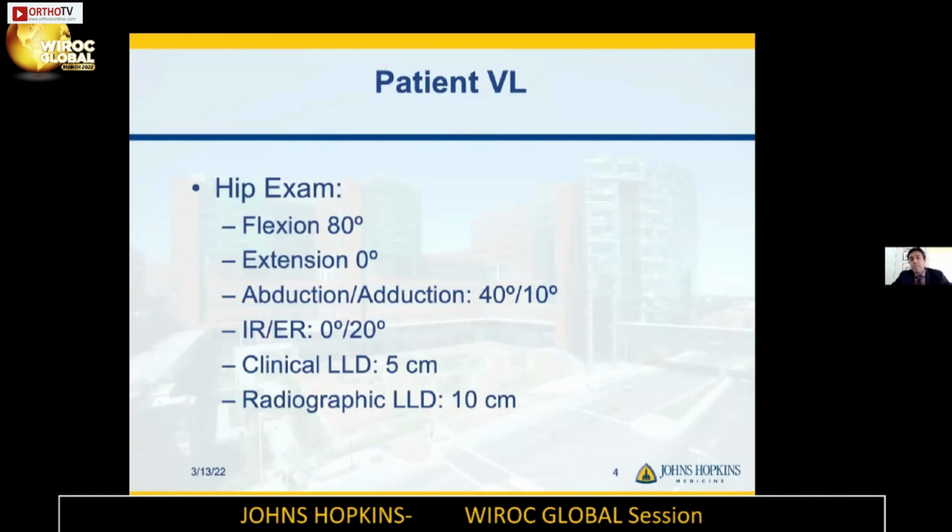On her hip exam, she was very limited in her hip range of motion, and clinically, she was affected by a limb length discrepancy of approximately 5 centimeters, with that left hip being shorter than the right. Radiographically, it was more extreme at about 10 centimeters.